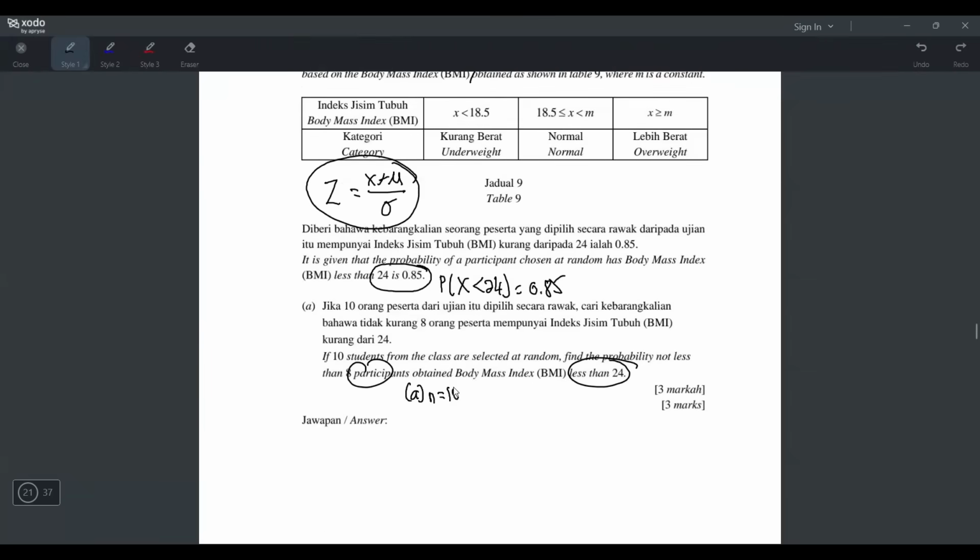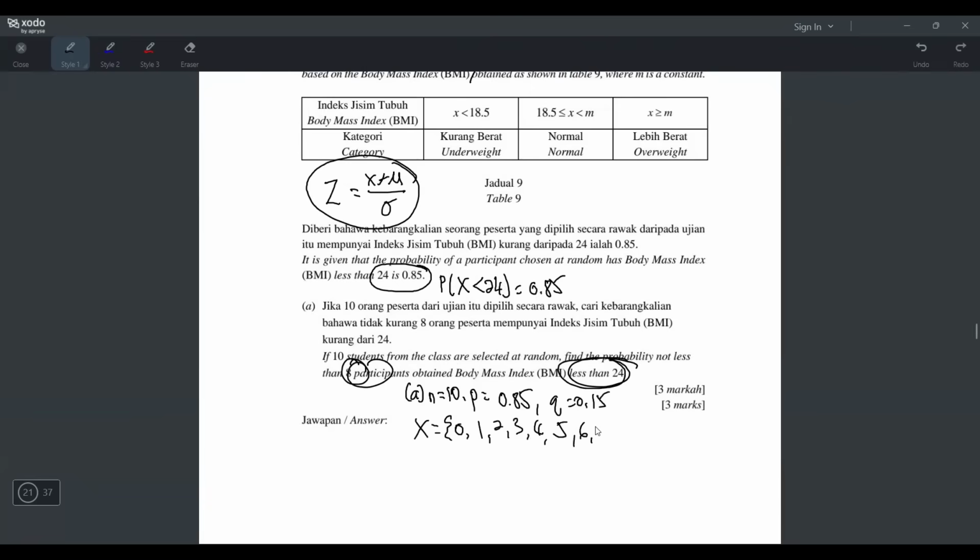Because the N is 10, and then the probability of success will be what? They want to find the probability that not less than 8 participants have BMI less than 24, right? Don't look at the 8 first. Look at this first, less than 24. It means your probability of success is the probability of BMI less than 24, which is 0.85. And then the probability of failure will be 0.15 because you take 1 minus 0.85, and your X will be 0, 1, 2, 3, 4, 5, 6, 7, 8, 9, 10.